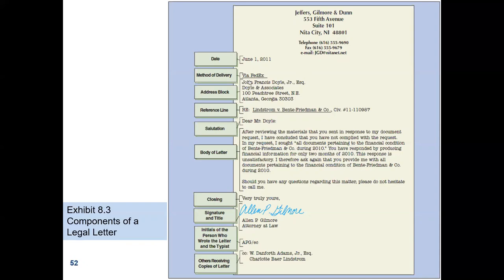Then below the date, we're going to have the method of delivery. Most letters include a method of delivery. If you are doing first class U.S. mail, you don't have to include method of delivery. That's the assumed method of delivery unless you specify otherwise. Having said that, there's lots of letters that still say the method of delivery when it's first class U.S. mail. But in my experience, at least, most law firms don't send a lot of stuff through first class U.S. mail unless they're, you know, your typical bills like rent and telephone bill.